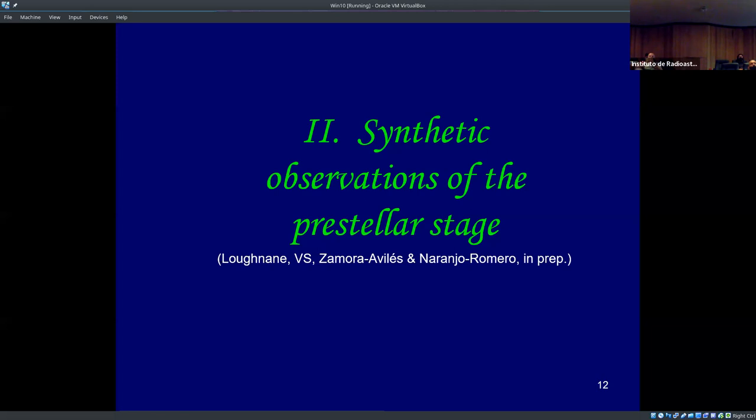So now, what happens when you have one of these collapses and you observe it synthetically? And this is now a new work that I'm doing with Robert Blockman, who was my postdoc. Now he doesn't have a job in astronomy, but he's still here in Morelia and he's teaching, but he's still finding time to do astronomy.